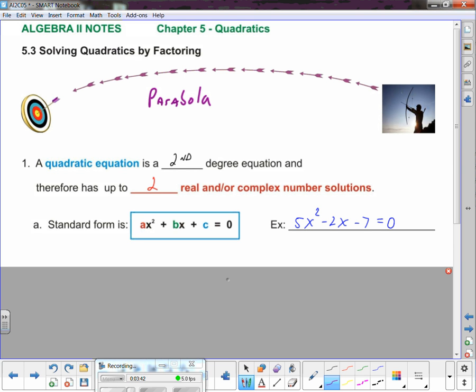Okay, if you look at this shape, it's a parabola. Now, I'm not trying to make it a parabola. All I have to do is throw it, and it's a parabola. That's the way it is. And a quadratic equation represents this shape. That's a quadratic. It's called a parabola. That's the shape. If you fire a mortar round, it's going to be in the shape of a parabola.